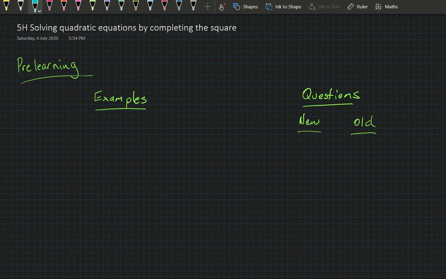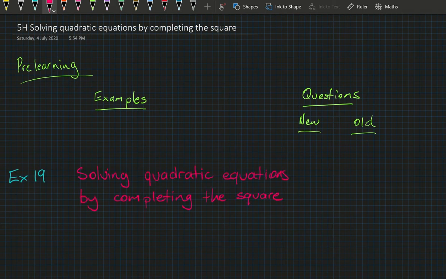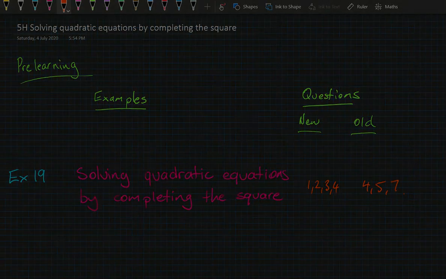Hi class, welcome to exercise 5H, solving quadratic equations by completing the square. In this lesson we have just one example, and that is example 19, solving quadratic equations by completing the square. Your pre-learning for this example are questions 1, 2, 3 and 4 in the new book, and questions 4, 5, 7 in the old book.